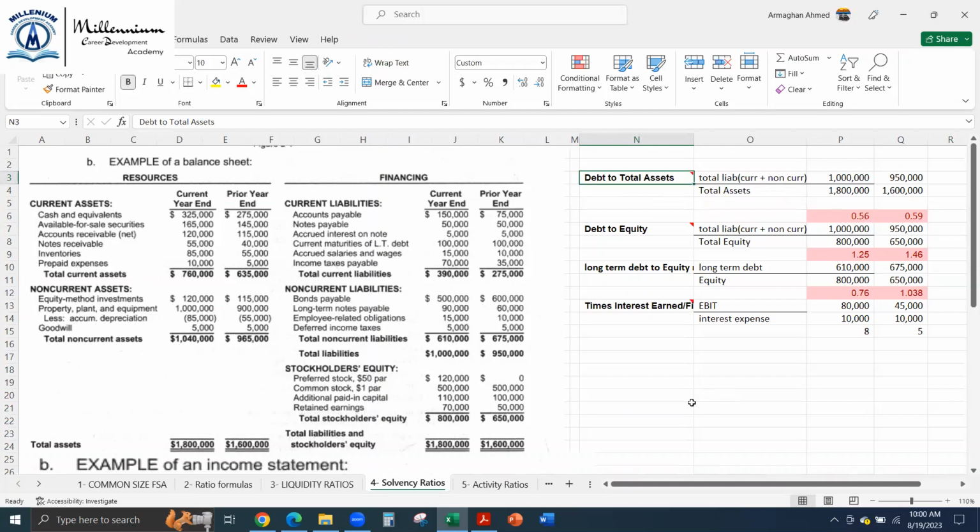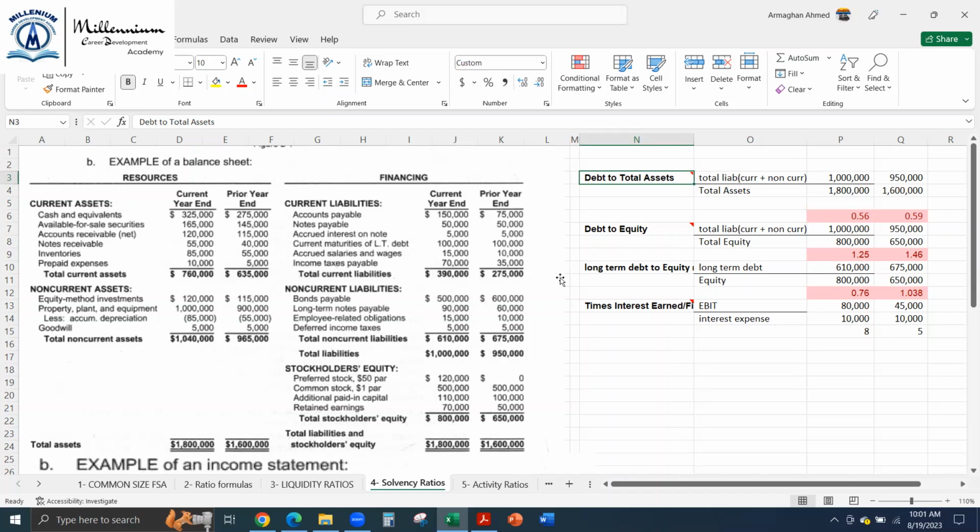Sir, one small question here. The employee end of service benefit and the employee gratuities, employee related obligations, these are also non-current liabilities which will be considered here. Yes, all non-current liabilities. So here we have current liability 390, non-current liability 610. Total becomes 1 million.